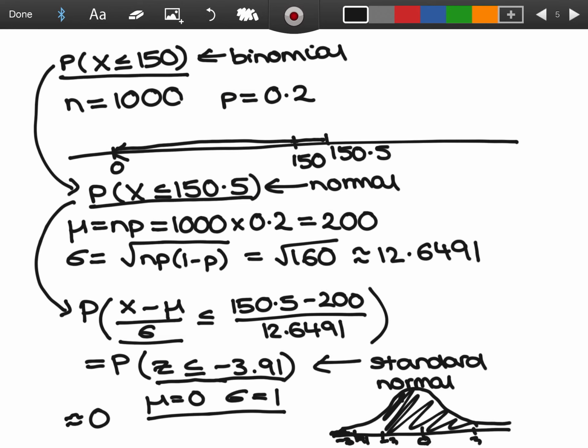So go back to when we did our normal distribution and look at those diagrams again, okay? And this thing comes out to roughly 0.